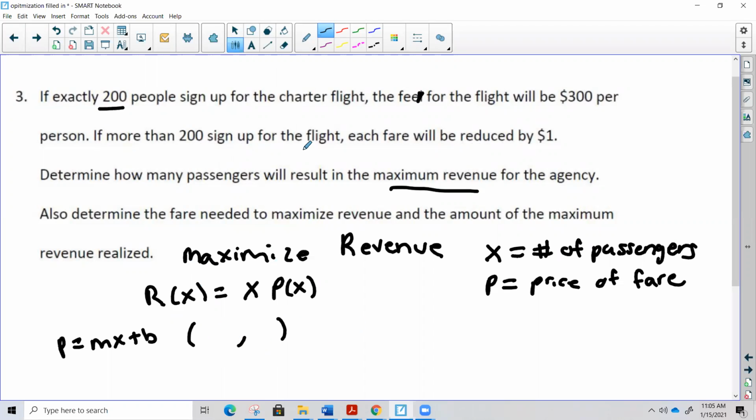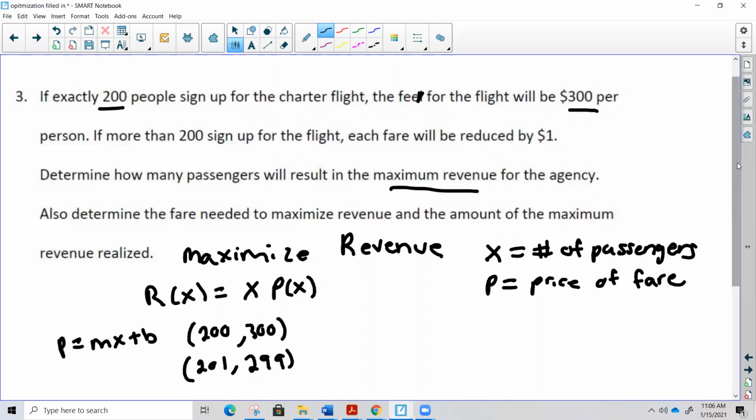But we know if exactly 200 people sign up, the price will be 300. And again, my X is the number of people, so that comes first. And then the P is like the Y value, so that comes second. Sorry, this should be 200. And then we're saying for each additional person, like if more than 200 people sign up for the flight, and like I said, it really should say for each additional person. So if I have 201 people, the fare is going to be reduced by $1. So it'd be 299 if I do 300 minus 1.